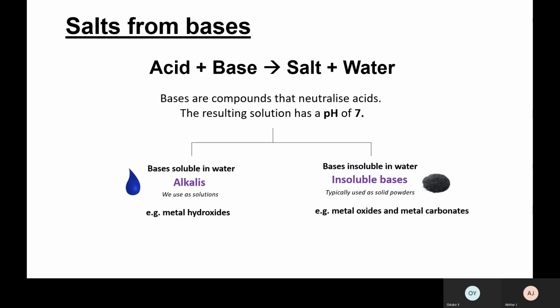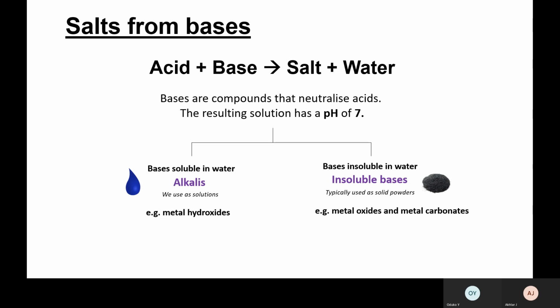Now, they are a group of compounds, and so there are different types of bases that you need to know, just 2 types. So the first type does dissolve in water, and we call those kinds of bases alkalis. Because they dissolve in water, when you carry out experiments or reactions with them, they are used as solutions. One common type of alkali that you're very familiar with is metal hydroxides, particularly group 1 metal hydroxides, which is essentially a metal dissolved in water.